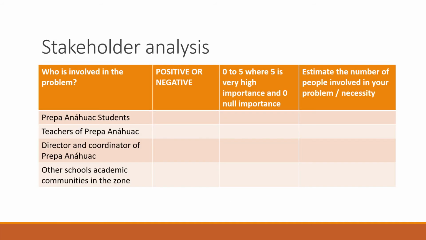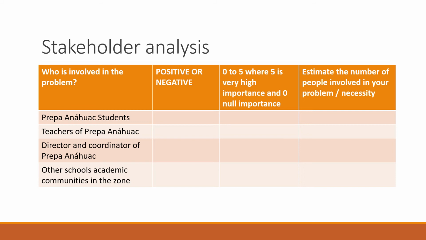Okay? And finally, you're going to analyze the stakeholders. Which are the stakeholders? The stakeholders are the people who are involved directly or indirectly in the problem, necessity, or opportunity you identify. So you will have to understand which people are involved in that problem, and you will fill this table. It's going to have four columns. The first column, you're going to identify the stakeholder, that is, who is involved in the problem.